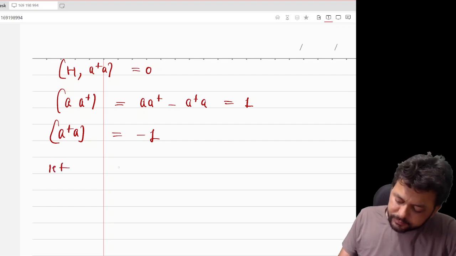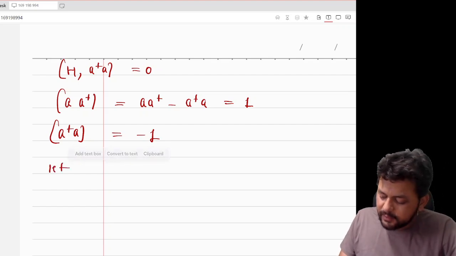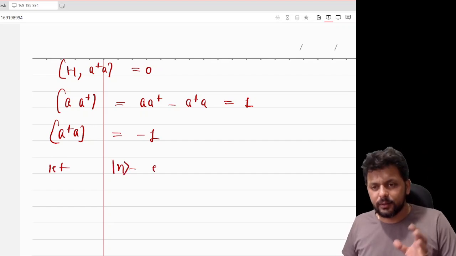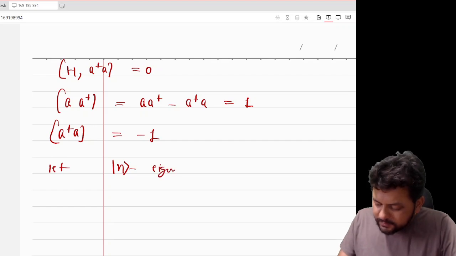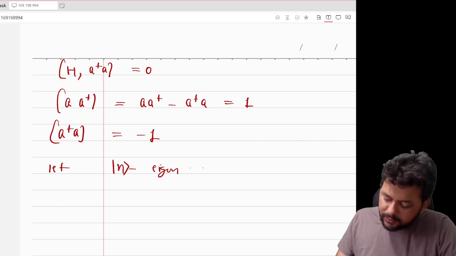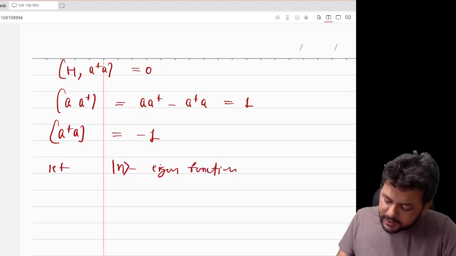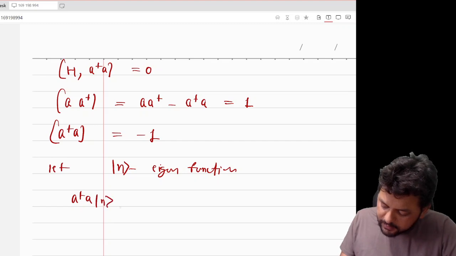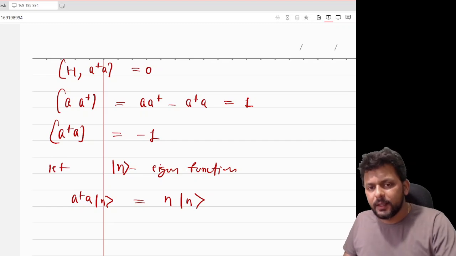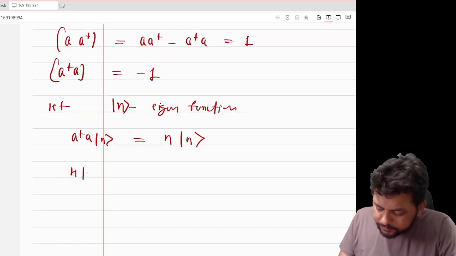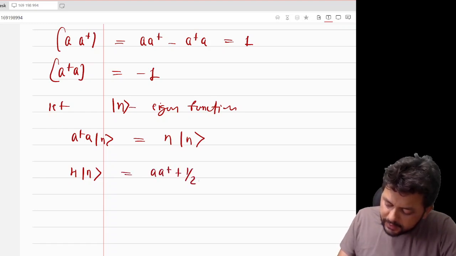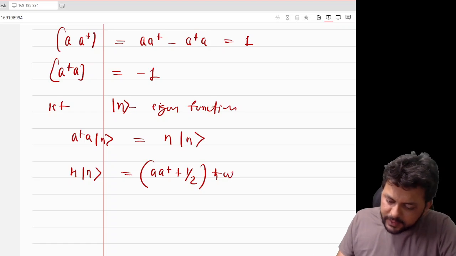Now let n be an eigenvalue or eigenstate. We write it as a ket, this is an eigenfunction, in quantum mechanical Dirac notation. So if this is an eigenfunction and you operate A dagger A on this eigenfunction, you get the eigenvalue n. You get eigenvalue n like this. So from here also when you apply H on this, you know the value of H is A dagger A plus half h cut omega. You can write it down.